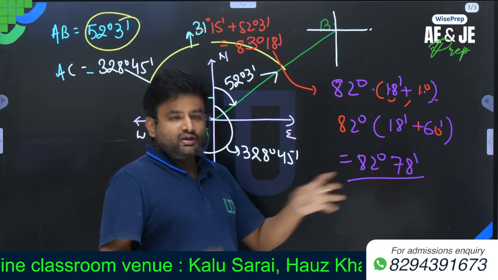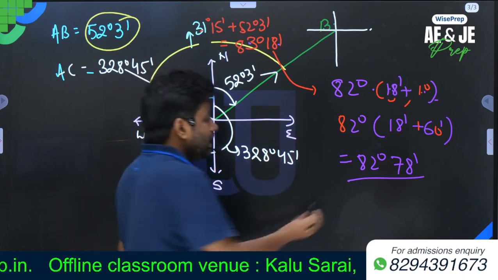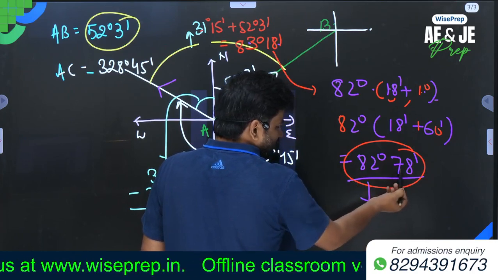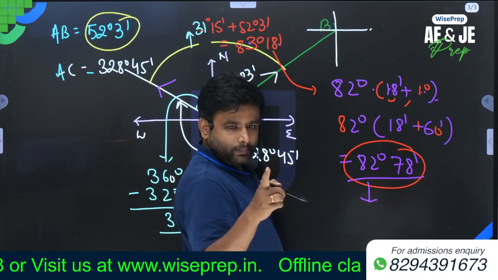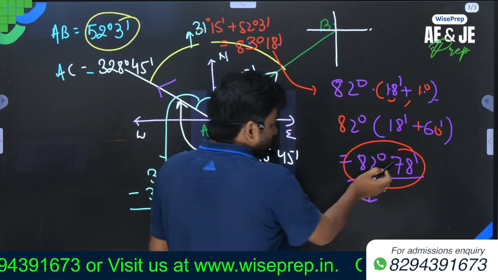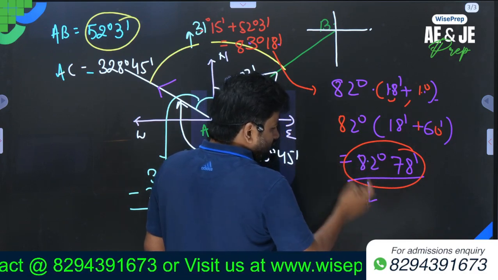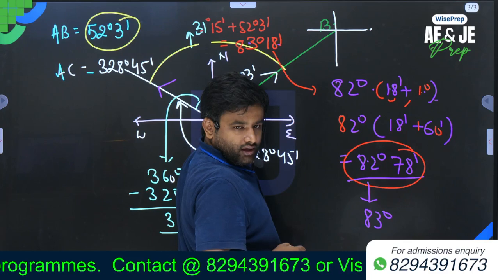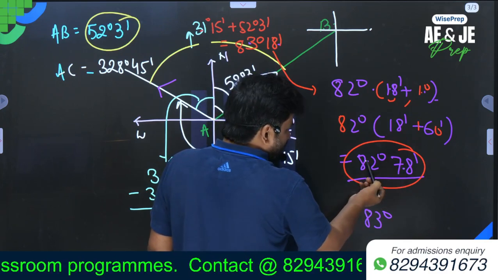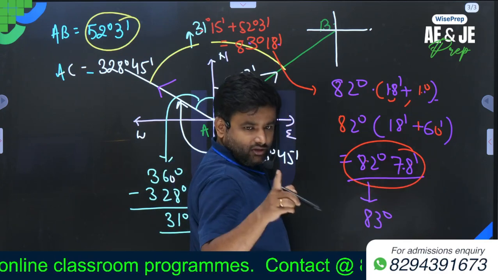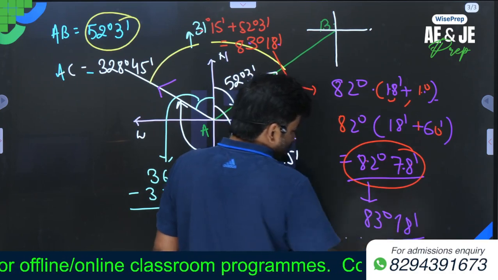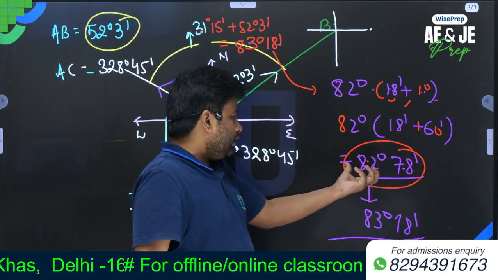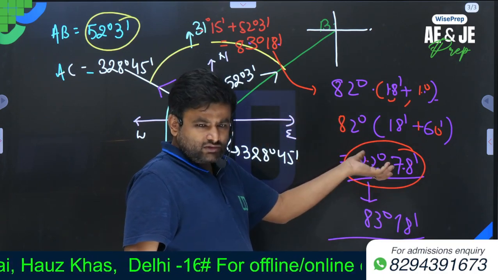Okay, supposing in any question, if this value comes, then you have to convert it in the form of, because the minute cannot be more than 60. Okay, so if you are giving 60 minute to here, then it will be 1 degree. All right. So when you give 60 minute to here, how much minute will be left here? 18 minute. So we can also write this way, if in any question the answer comes out in the form of this one.